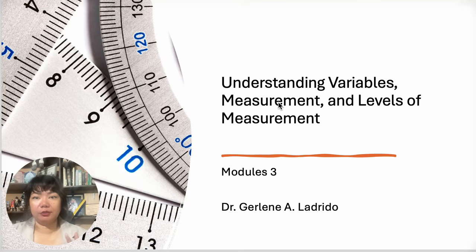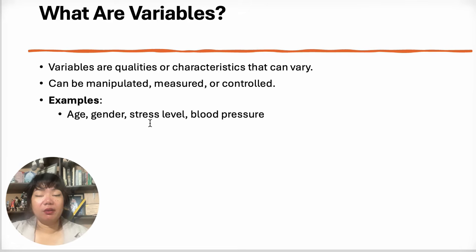Amo na nga ito nga topic subong sa Module 3. Now, let's go sa what are variables. Ang mga variables are qualities or characteristics na attributes of people, objects, or situations that can change or vary. So sa research, we study these variables to observe relationships, patterns, and or effects.